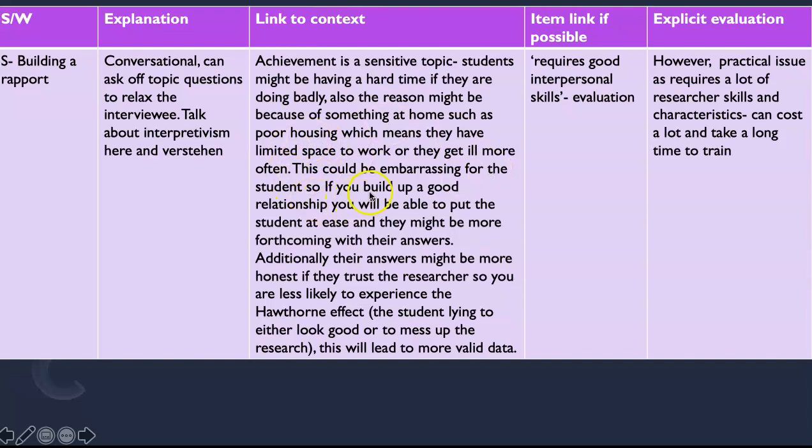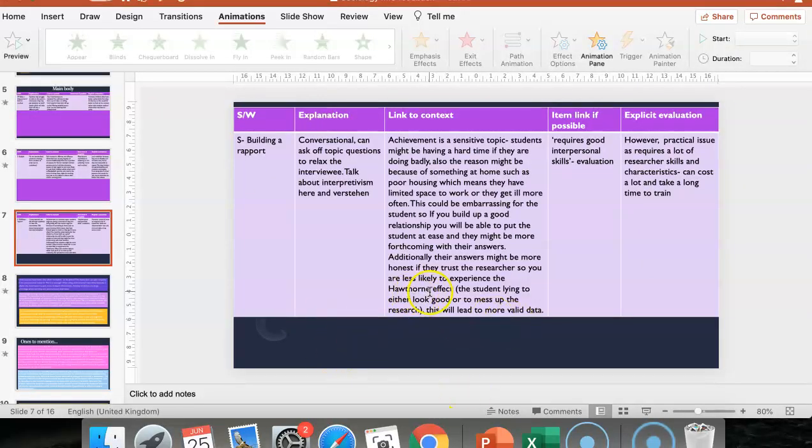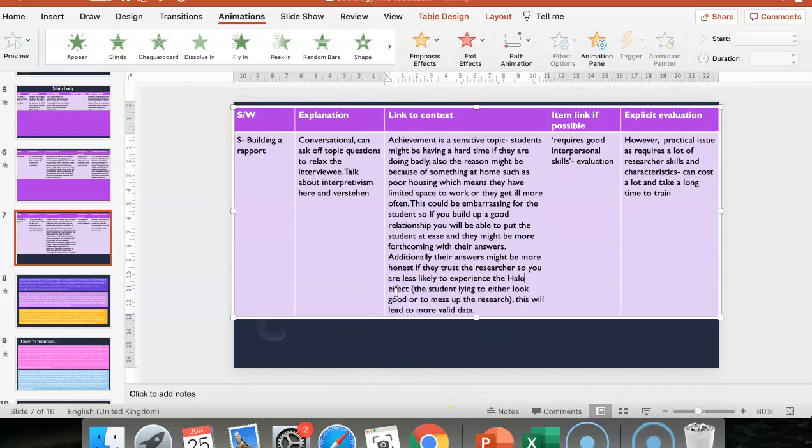So students might be having a hard time if they're doing badly. A reason might be something to do with home, such as poor housing, limited space, might be damp, they're going to get ill, this is going to be embarrassing. If you build up a good rapport, students are going to be able to talk at ease with you, they'll be more forthcoming. Their answers might be more honest, so this gets rid of, that's not meant to say the Hawthorne effect, sorry. This gets rid of the halo effect.